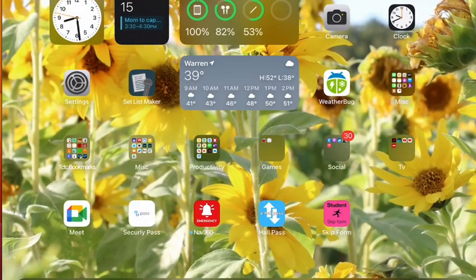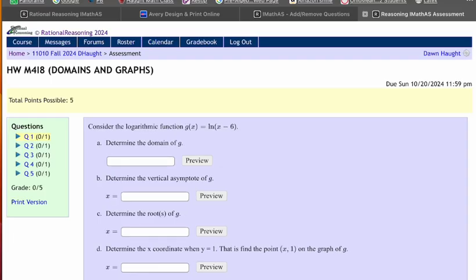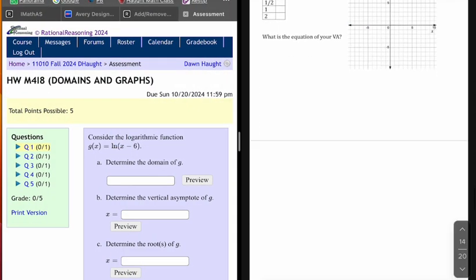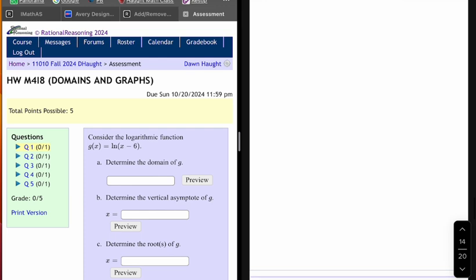Now at this time, could you go into iMath? Could you open up homework 4.8? We're going to do this homework together. Now I'm going to split screen it so that I have some paper to work on. Okay, so if you want to do the same, that might be a good idea.